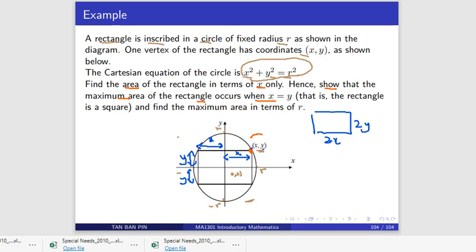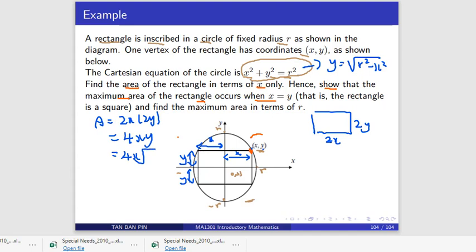So the area will be just 4xy, because it's 2x by 2y. So area is just 2x times 2y, so it's just 4xy. And then you use the equation. From the equation, you can say y is the square root of r squared minus x squared. So the answer is just 4x times the square root of r squared minus x squared. Here is the area of the rectangle in terms of x only.